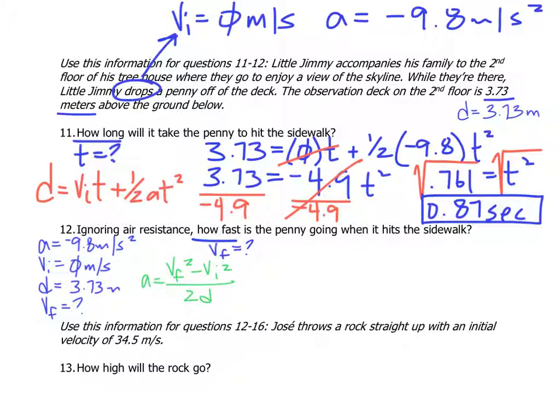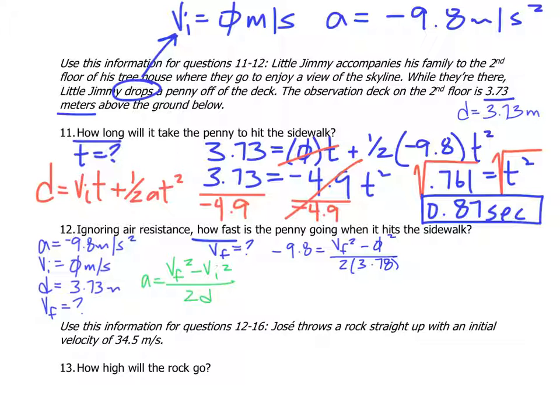So when I start plugging in my values, I know A is negative 9.8 equals VF, which is unknown, I'm going to leave it. VI is 0, divided by 2 times my distance, 3.78. So I look at this problem, and right off the bat I can see that 0 squared is 0. So this part goes away. So I have VF squared divided by 2 times 3.78.